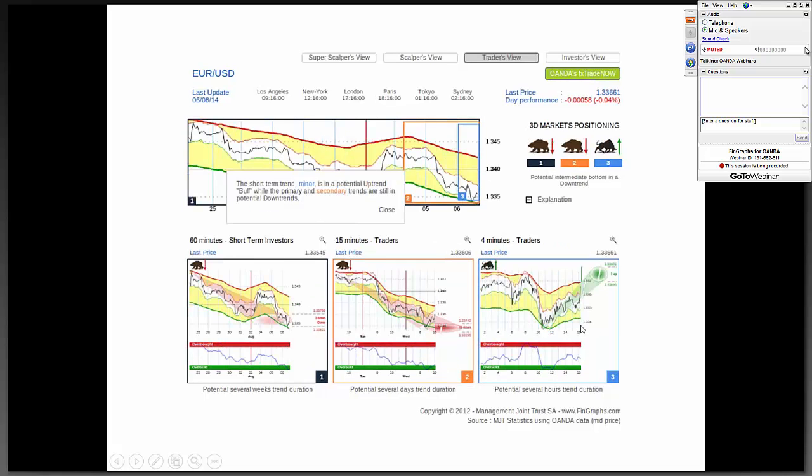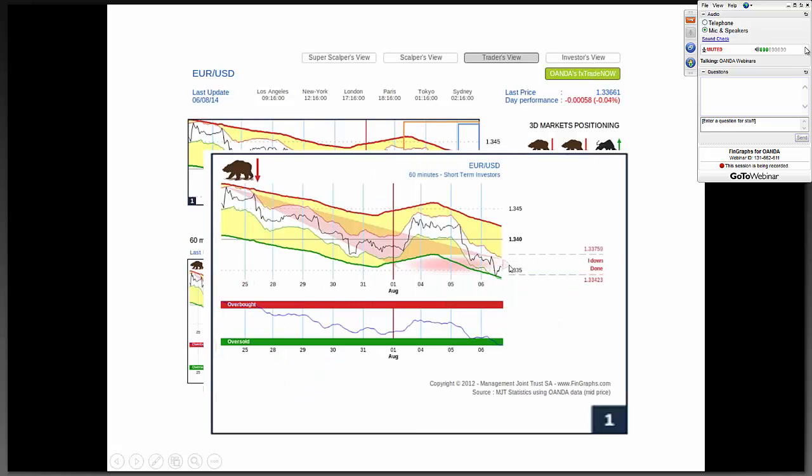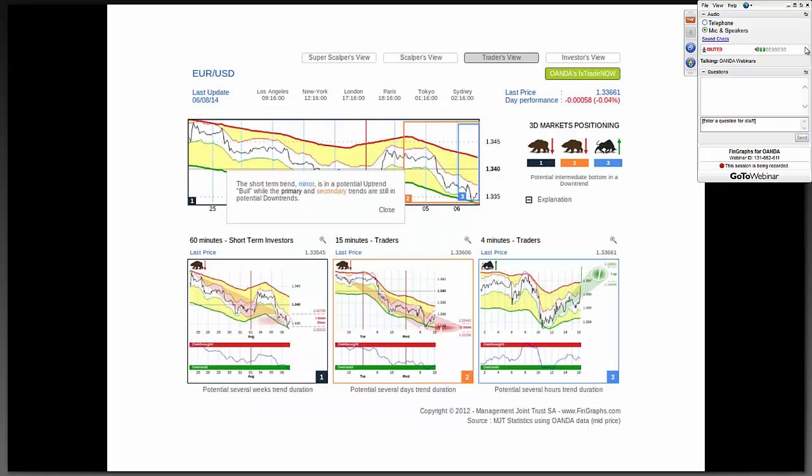Now, Euro US dollar on a trader's view, so the shorter term chart. The 60 minutes, so the perspective over the next few days, over the next week. There we go. So it's in a potential downtrend. It's in an impulsive move down, and this impulsive move down has been done. So over the next days to a week, the potential seems exhausted.